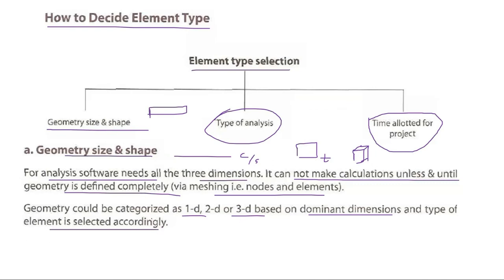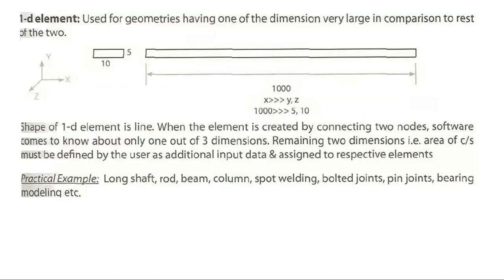This we have seen already. A 1D element is used for geometry having one of the dimensions very large in comparison to the rest of the two, meaning the other two dimensions. Here the length is longer, like 1,000, but the other two dimensions are just 5 and 10. Comparably, the x dimension is very large. And the shape of a 1D element is a line.